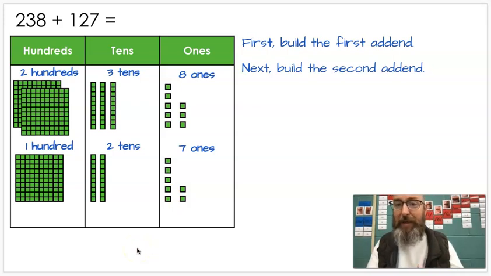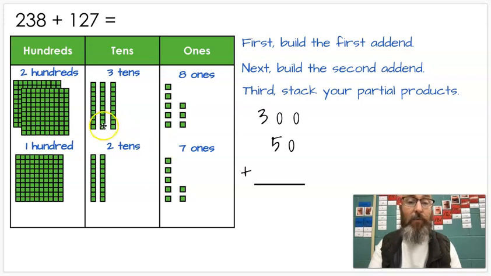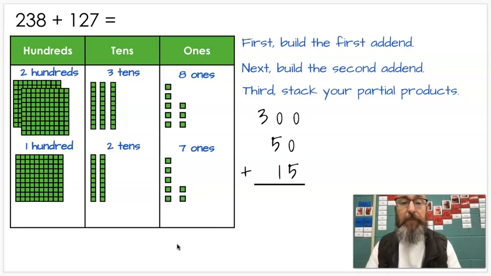And we can keep going with this. We're going to stack our partial products. I can look at my hundreds. I have 1, 2, 3 hundreds, so I'm going to put 300. I look at my tens. I've got 1, 2, 3, 4, 5 tens, 10, 20, 30, 40, 50. So I know that is going to be 50. And then I'm going to put my ones. And I've got 8, 9, 10, 11, 12, 13, 14, 15 ones. So I'm going to put 15.